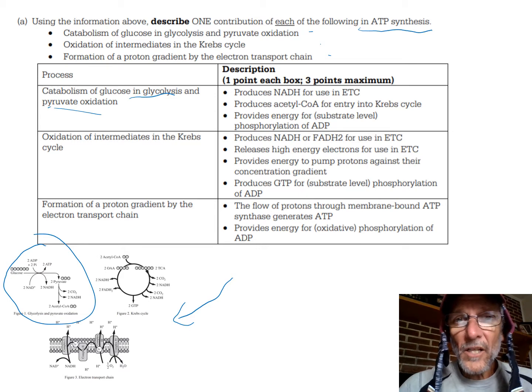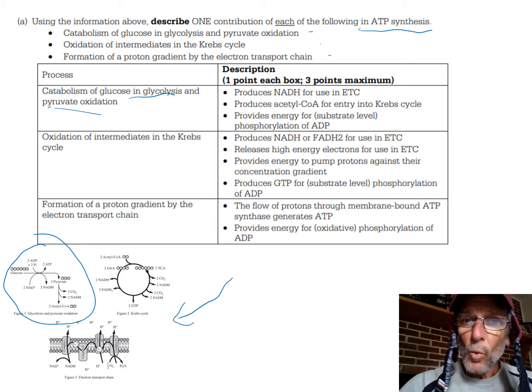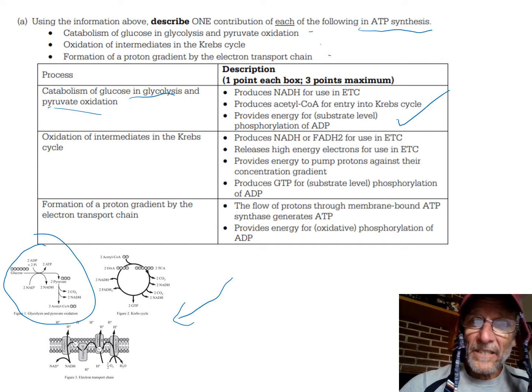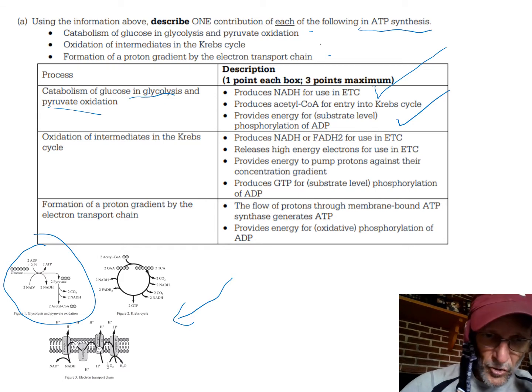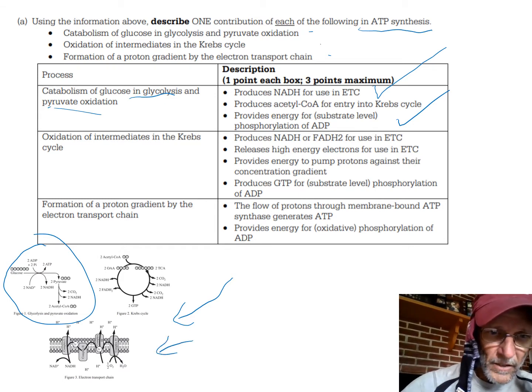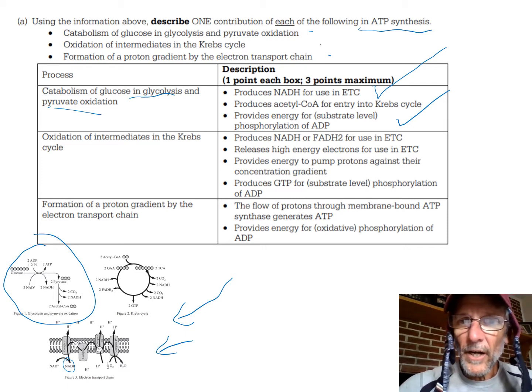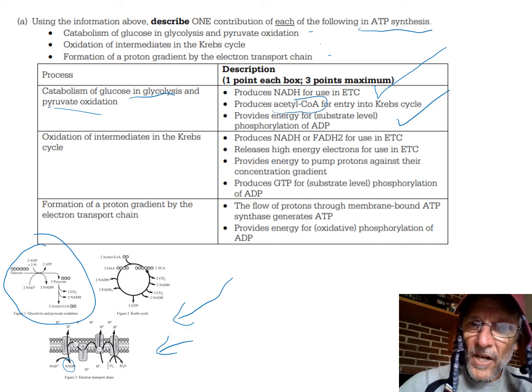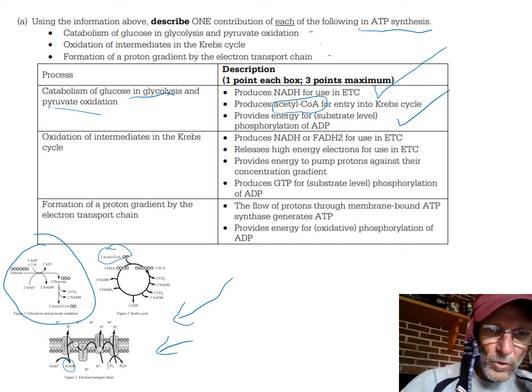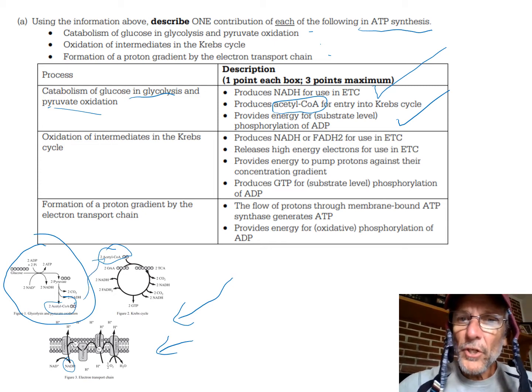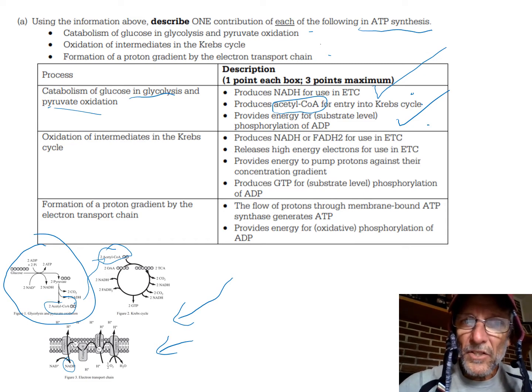How does that contribute to ATP synthesis? Well, some ATP is made here. So this breakdown provides energy for the actual making of ATP. That's kind of the simplest one. Or it produces NADHs that are going to be used in the electron transport chain to make ATP, like it shows here. There's the NADH, and there's the ATPs being made somewhere around here. Or it provides this stuff that can go into the Krebs cycle. There's that stuff. It goes here, and the Krebs cycle makes ATP. So you could have said either one of those three things.